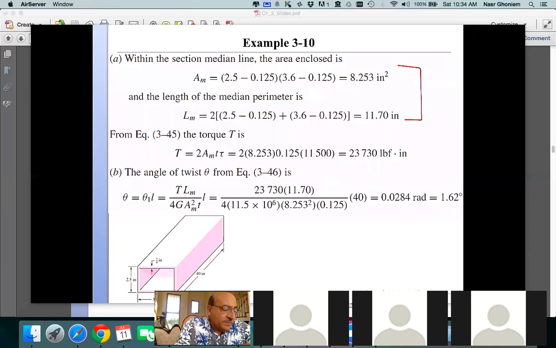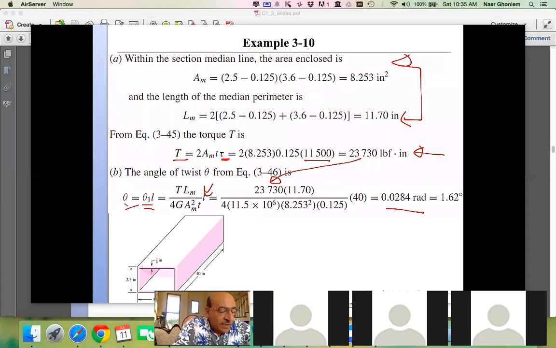First is geometry, the area and the perimeter. Second, from knowing tau, I can find T. Third, from knowing T, I can find theta 1, and knowing the length, I can find theta. And it's very important that theta is in radians, always in radians. So I convert it to degrees. So I think that's it for the general comments.